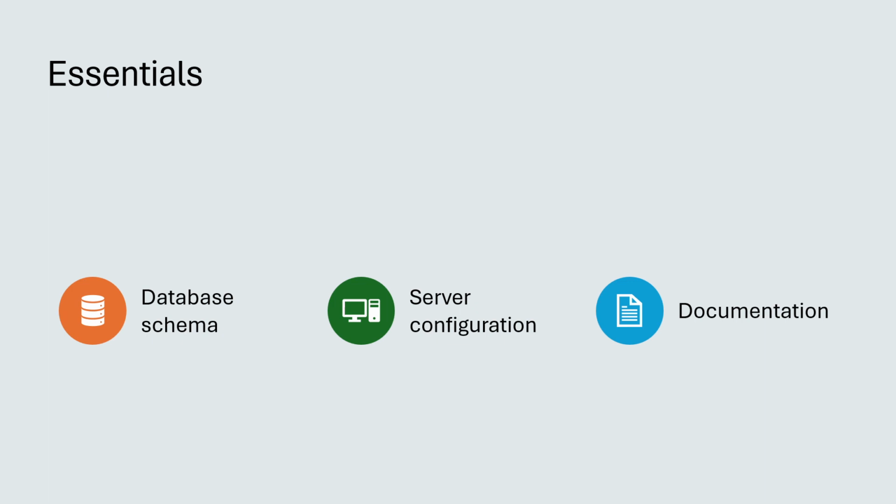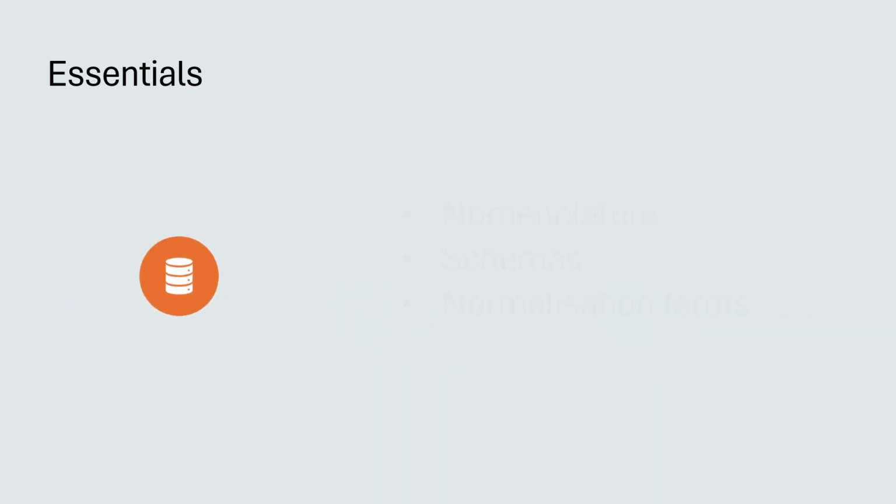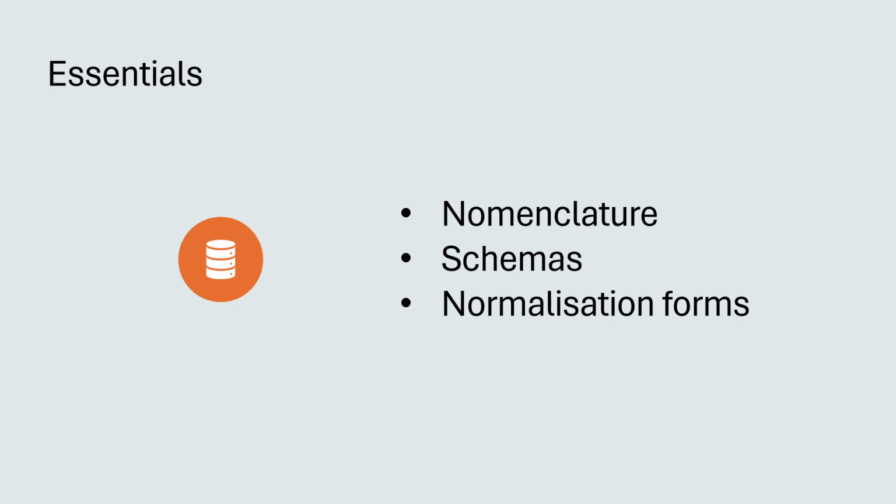In database schema, we are going to learn what are all the different things that you need to take care of when creating a schema. These are going to be things like nomenclature, what actual schemas are, and also the normalization forms. These three are pretty much essential. When I say essential, these are the base vanilla versions of the concepts that you have to be familiar with when you're creating a database.